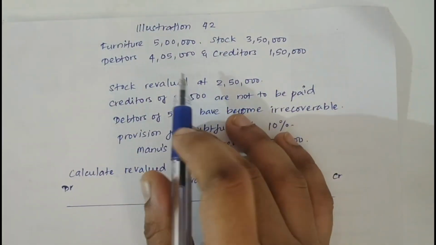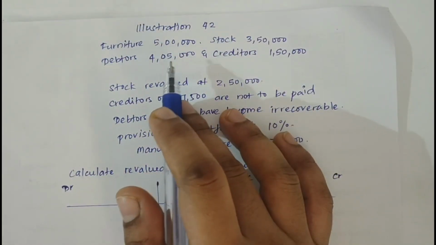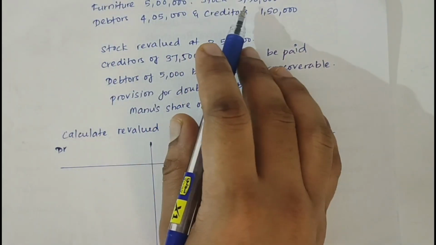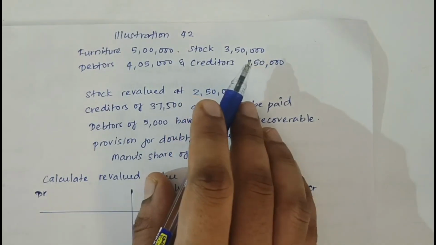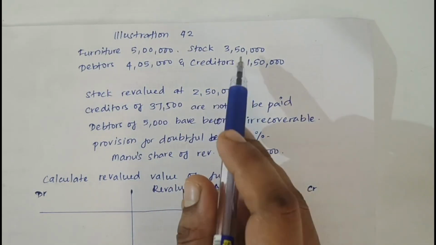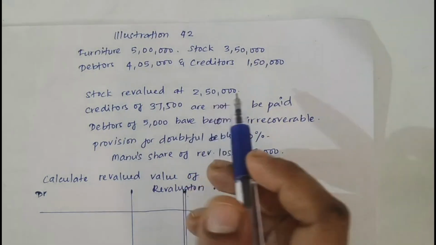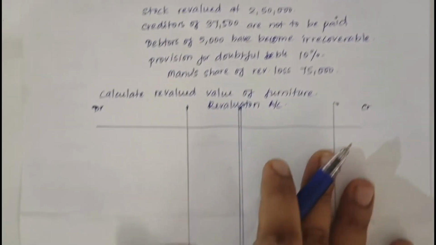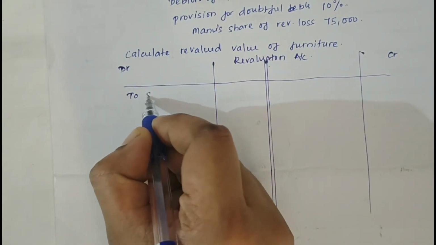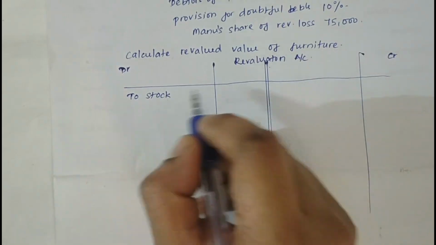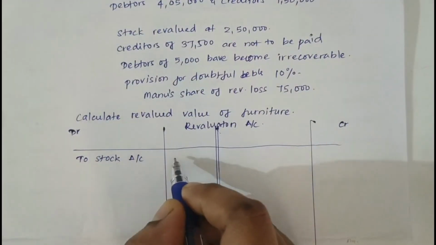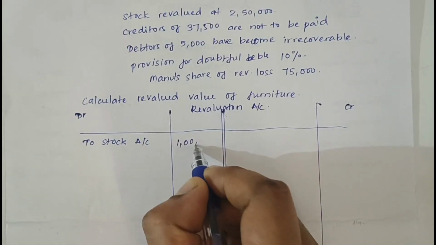The value of furniture is given, but we don't know whether there is an increase or decrease in value. Next, the stock of 3,50,000 is given. The stock is revalued at 2,50,000, which means there is a decrease in the value of stock. In the revaluation account, it is recorded on the debit side, to stock account. The difference is 1 lakh, so to stock account 1 lakh.